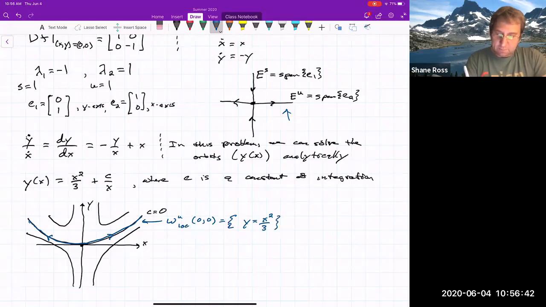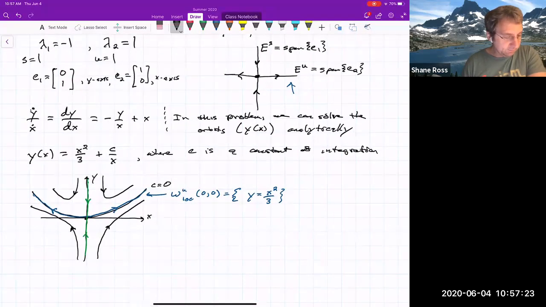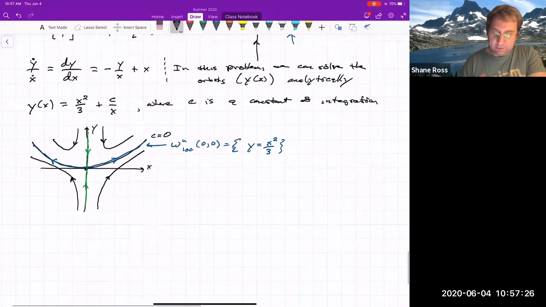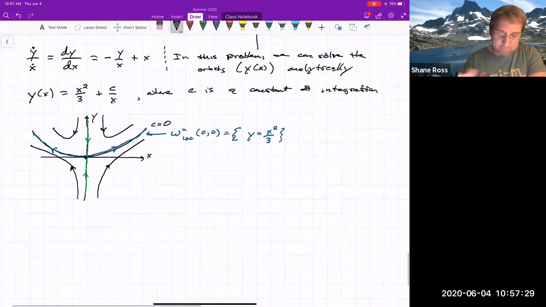And the y-axis itself is still the stable direction. Maybe I'll do that in green. And all other trajectories, their arrows correspond to following the closest manifold. So that's what the phase space would look like. And if you put this into your favorite phase portrait plotter, this is what you'll get. So that's a case where you could solve for things analytically, and that's the full nonlinear term.